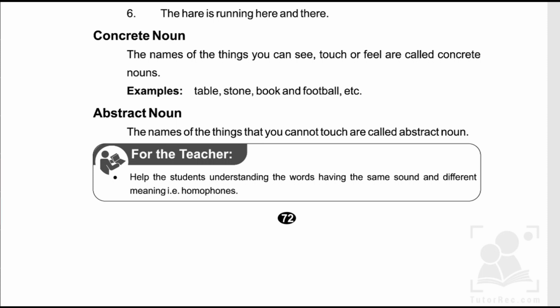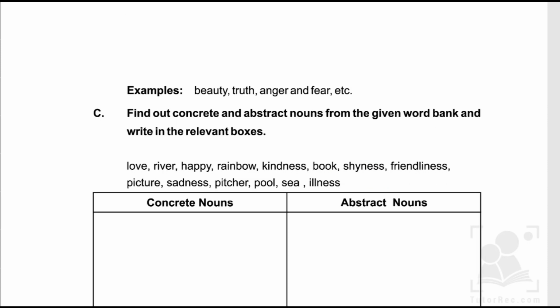Next two we have concrete noun and abstract noun. This is just the same thing. Concrete means tangible, something right in front of you that you can see, touch or feel. These are all the concrete nouns such as table, stone, book, football. To some extent, the concrete nouns are also countable, whereas abstract nouns are regarded as uncountable, that you cannot touch. Examples are beauty, truth, anger, fear. You can feel them, but you cannot touch them.